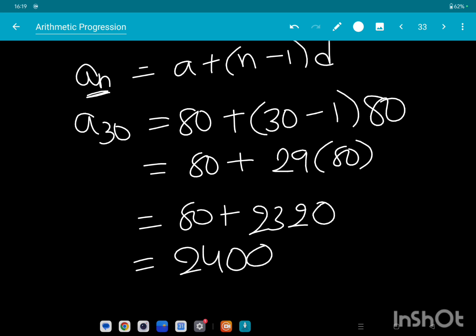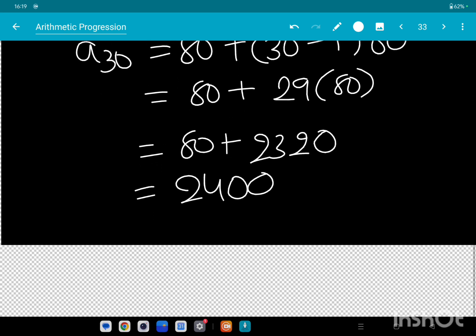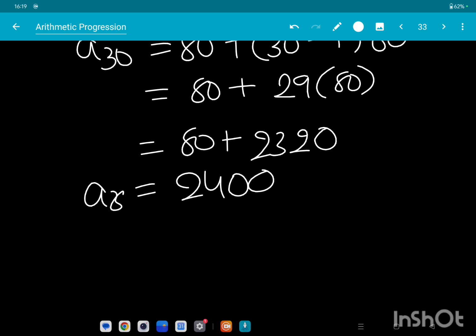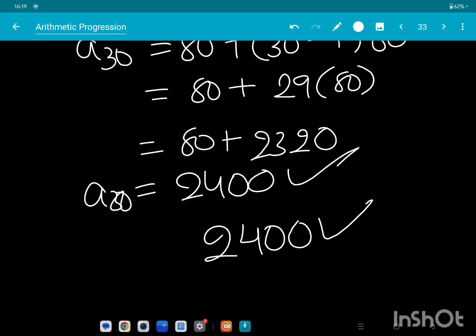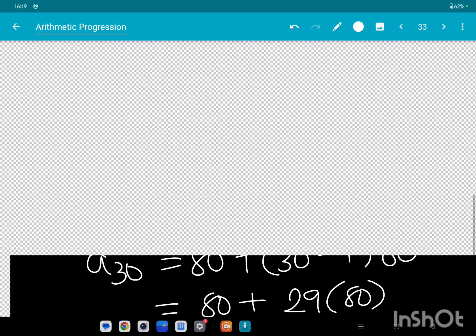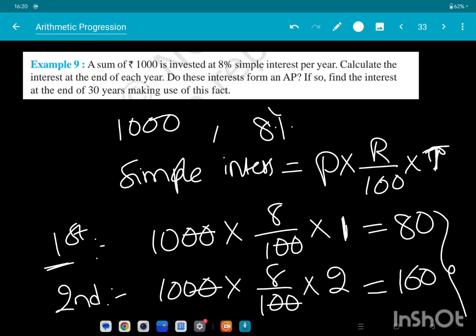So after 30 years, the simple interest will be 2400. So 2400 will be added to your account after 30 years. So this is the way we will find out these types of questions.